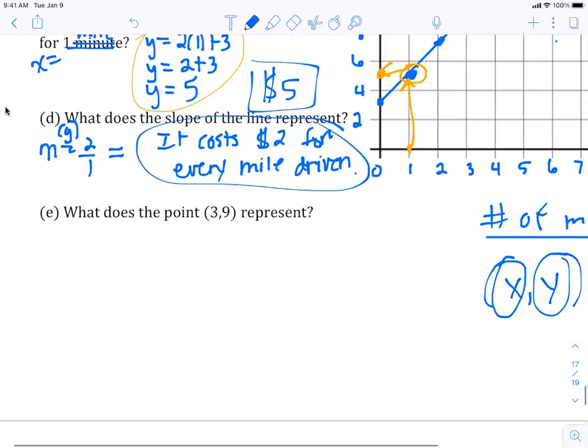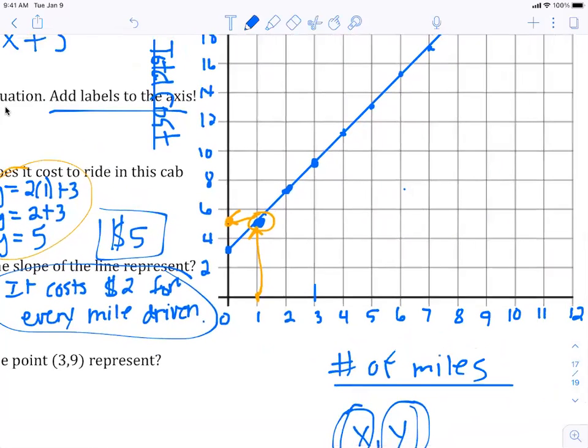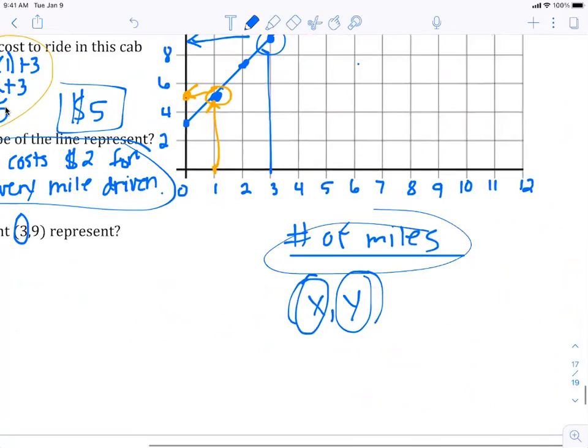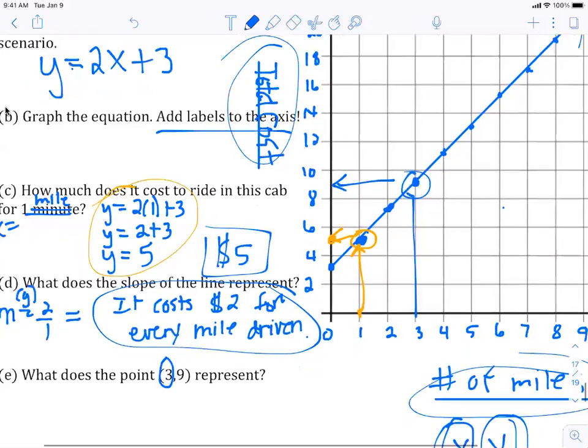And part E is my favorite, because if we know that (3, 9) is a point, and it actually is, if I go over 3, I actually do go up 9 to reach that point right there. That makes sense. That just means, remember, x is the number of miles driven. Right there it tells us. And y represents the total cost. It tells us there too.